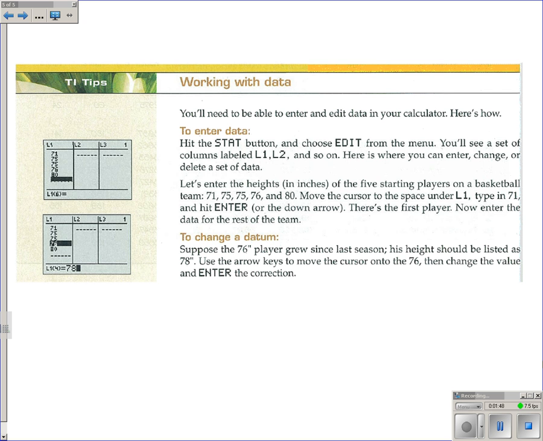The last thing I'll talk about is there's a TI tip. Don't skip over these TI tips. I highly encourage you to grab your calculator and try entering in some data and go through these TI tips, as it'll help you be much more prepared tomorrow when you come into class to use these ideas and practice these ideas.